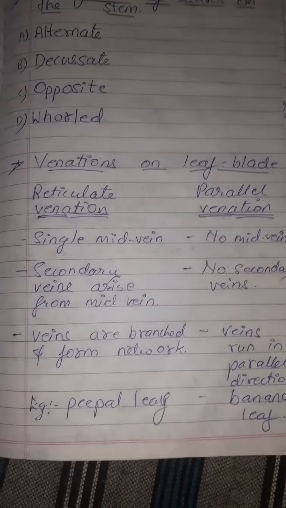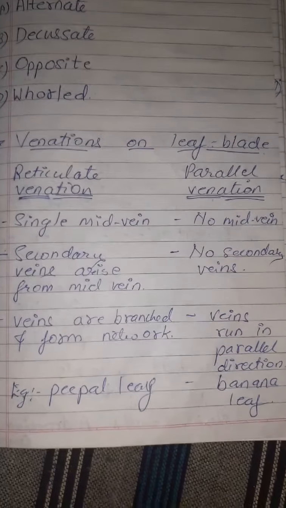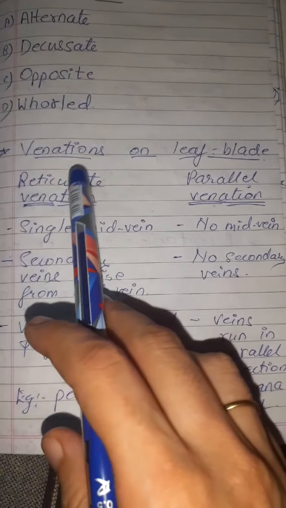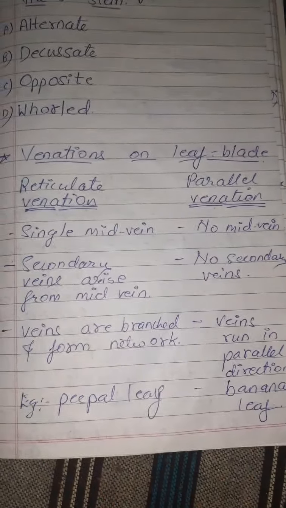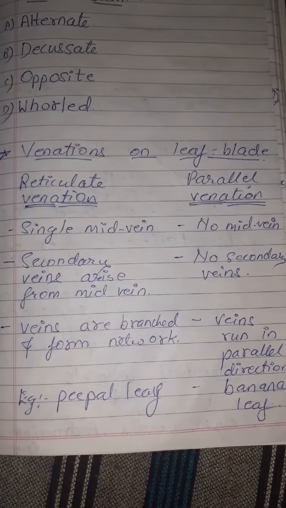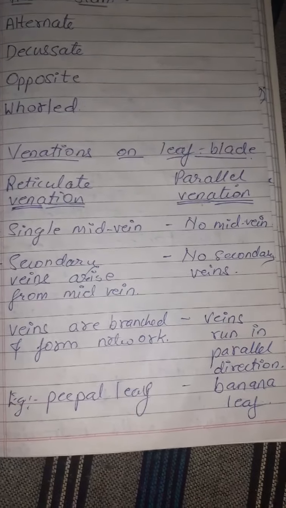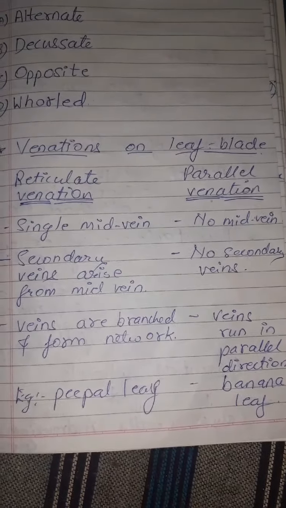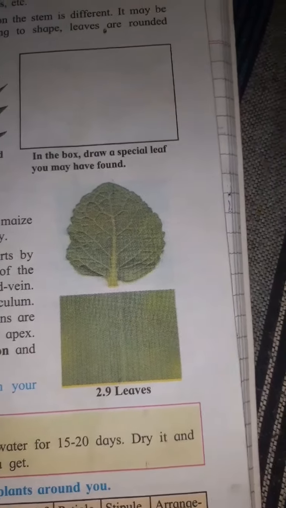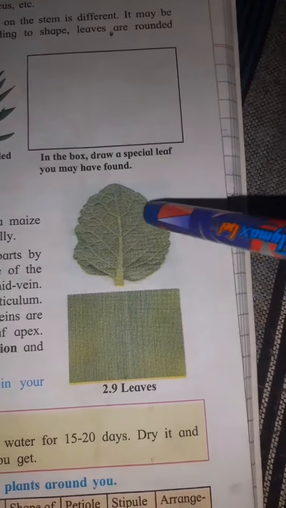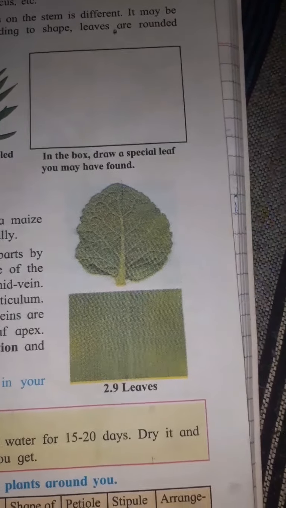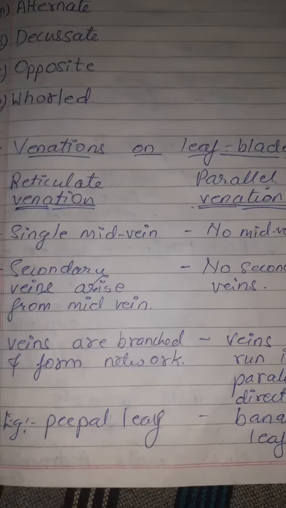Next subtopic from this chapter is venations on the leaf blade. Venation is the arrangement or sequence of veins. What are veins? These are lines that we see on the leaf. This is what venation means, the lines which you can see. These are called venations on the leaf.